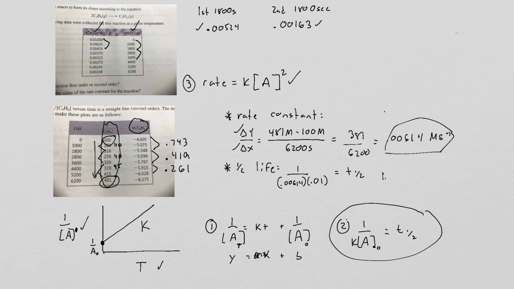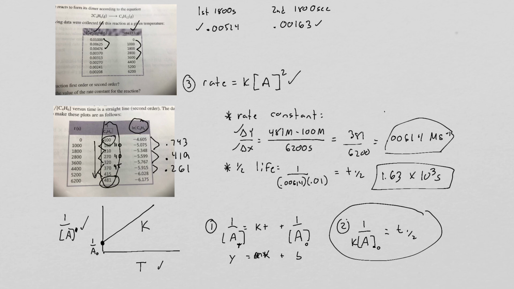And by the way, the units will end up being seconds because of the units of the rate constant, and because the concentration is a molarity, the molarities cancel each other out, and you end up at 1.63 times 10 to the third seconds. These calculations are not difficult as long as you understand what you're seeing here.